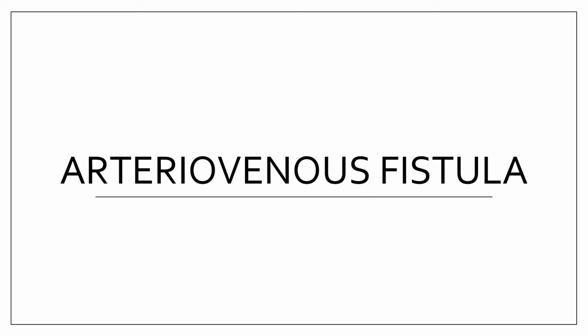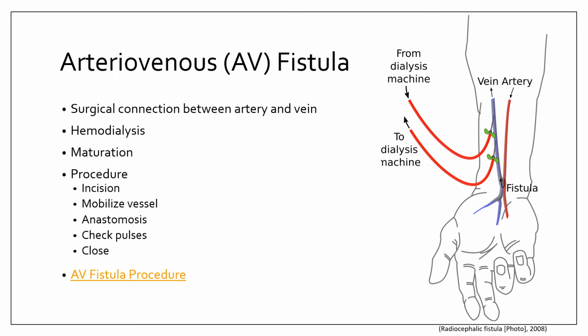The next procedure I want to talk a little bit about are AV fistula creations, or arteriovenous fistulas. You might have worked with a patient through your nursing school that has been on hemodialysis that has had an AV fistula. And this is simply just a surgical connection between an artery and a vein, and it is used to give the patient dialysis.